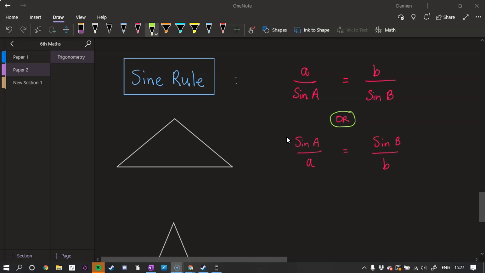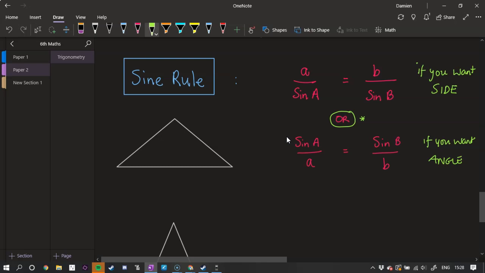So basically this is the sine rule. It is a over sine A is equal to b over sine B, or you can have it as sine A over a equals sine B over b. What is the difference between the two of them? Well, the top one is basically, if you want a side, then you're going to use this top one. If you want an angle, you're going to use the bottom one. And that's really the only difference between them.